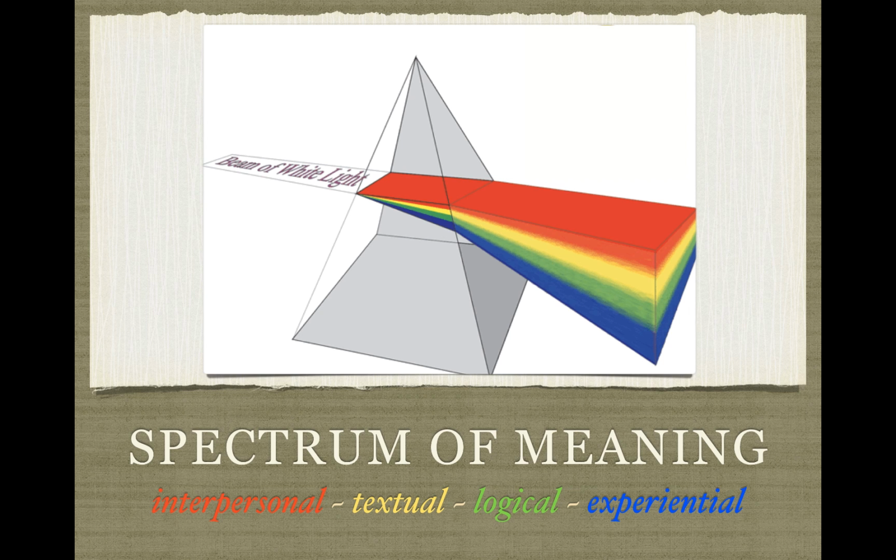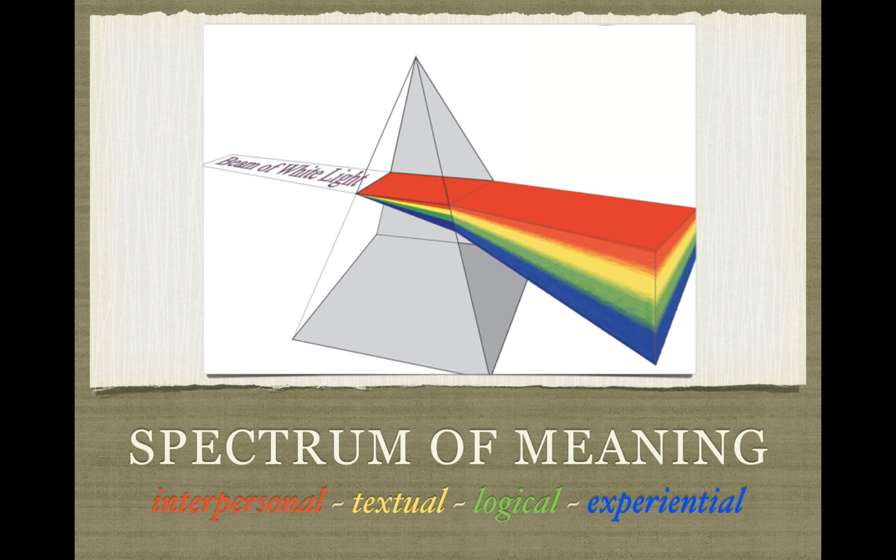Green represents logical meaning. In the first instance, logical semantic relations of cause, condition, concession, different temporal relations, restatement, illustration, exemplification, addition, alternation, contrast, and so on. And finally, blue represents experiential meaning. So this is the meaning having to do with how we construct for ourselves our experience of the environment, of the world around us and inside us.